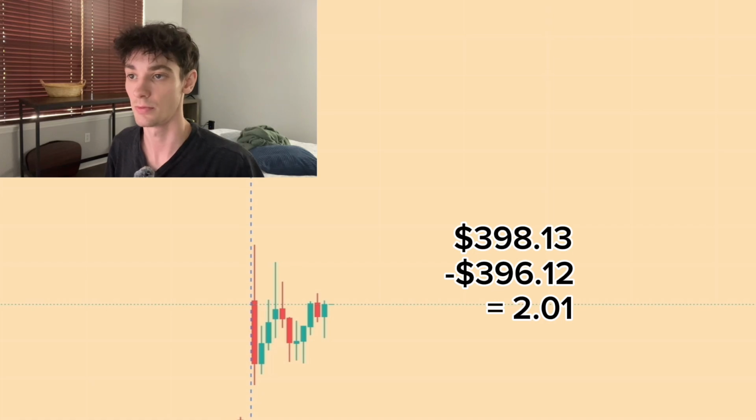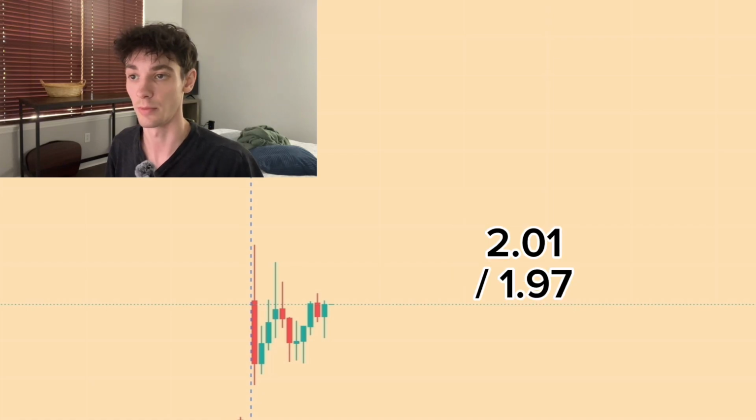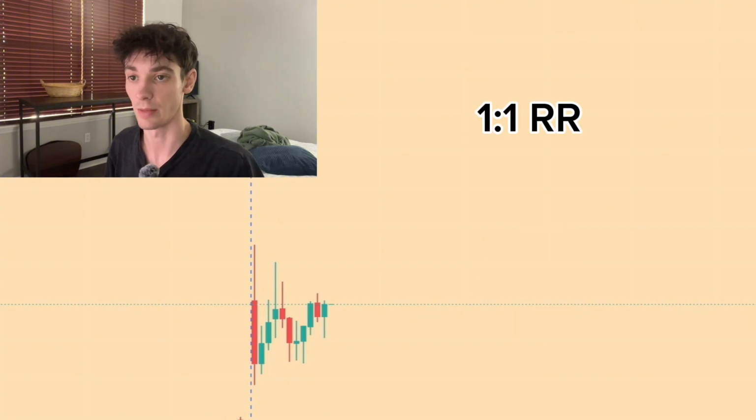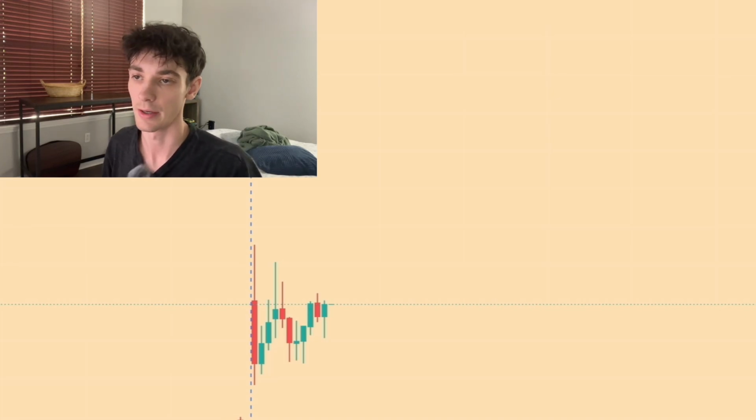So now I compare the two. We do 2.01 divided by 1.97. That gives us about 1.02. So I have just over 1-to-1 risk to reward, and that's my minimum requirement. If it's not there, I don't take the trade. And now that I know that the trade qualifies, I move on to position sizing.